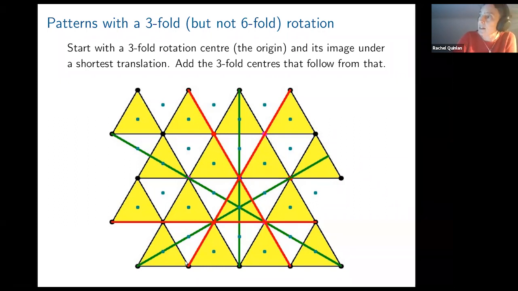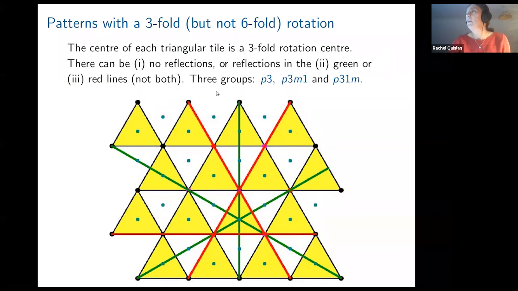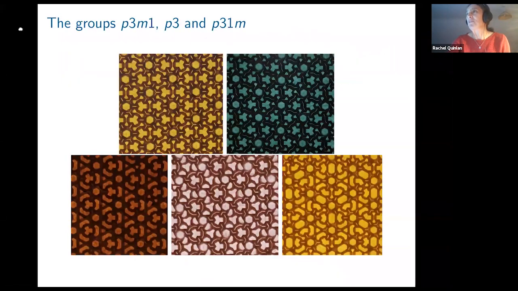Or we could have the red lines of symmetry. And that would be saying that the yellow triangle itself doesn't have reflections. It has some decoration on the tile that doesn't permit reflections, but that the yellow and adjacent white triangles are images of each other under reflections. And again, all 3 of these possibilities can occur. They correspond to 3 more wallpaper groups, which are called P3M1, P31M, and P3 in the crystallographic notation. These pictures indicate them.